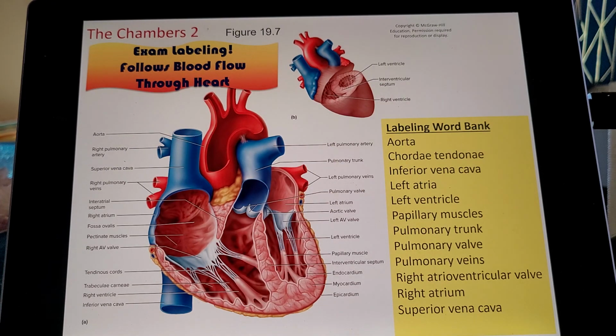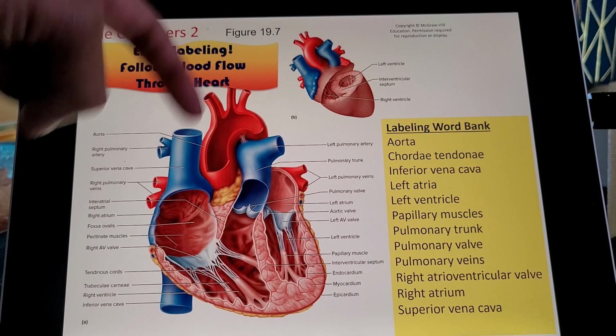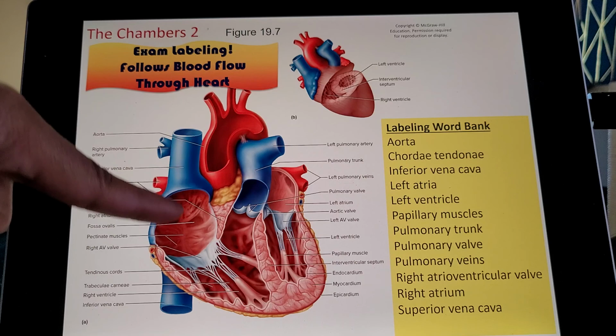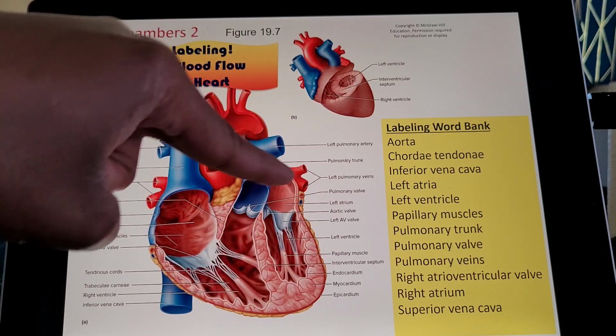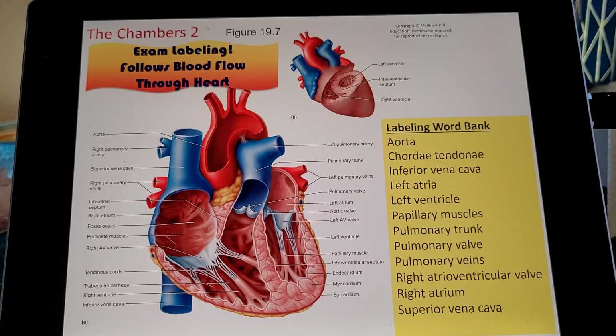Okay, so here is your word bank for the test. Here's the exact picture that I'll use for the test. As you're going through your exam, labeling follows your blood flow through the heart. So, where do we first come into the heart? We'll start in those blood vessels, and then we'll go through the flow of blood as it goes through the heart. So you don't have to worry about where these random labeling pieces are. It's going to follow the blood flow.